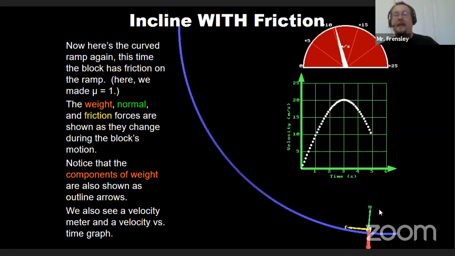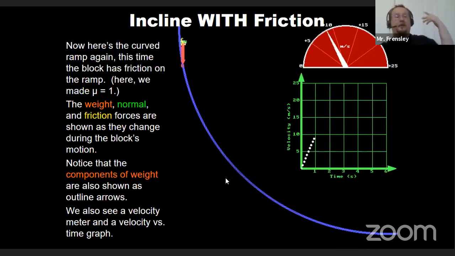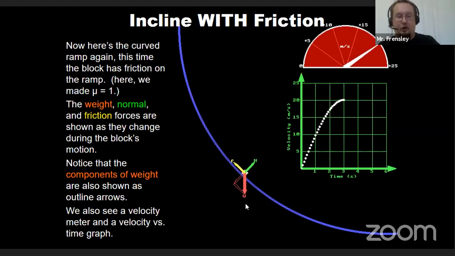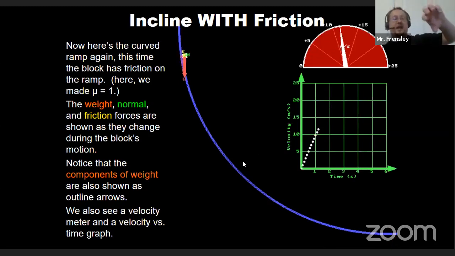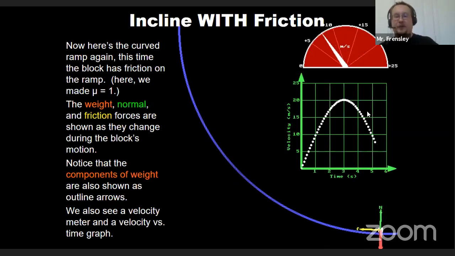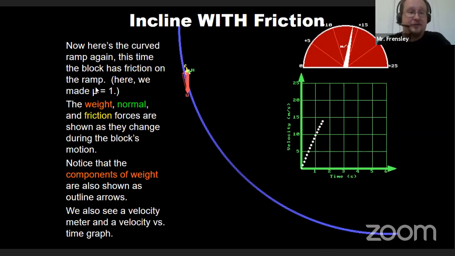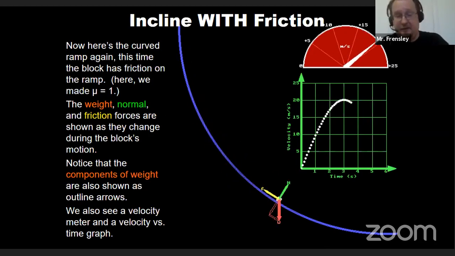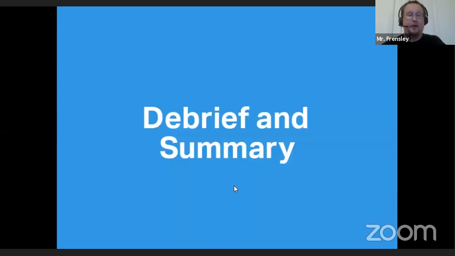But then the velocity slows down when the friction is the stronger force, stronger than mg sine theta. So about right here is where it seems to change over. Right here, we change from having the mg sine theta force be stronger to friction being stronger. That's when you start slowing down. And in case you care, this specific animation was done with mu equals 1, okay?